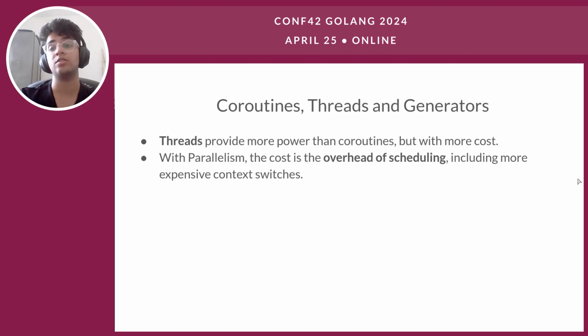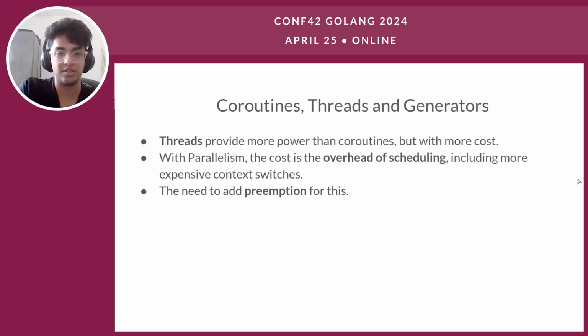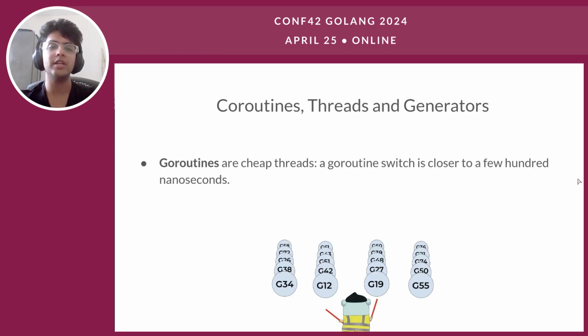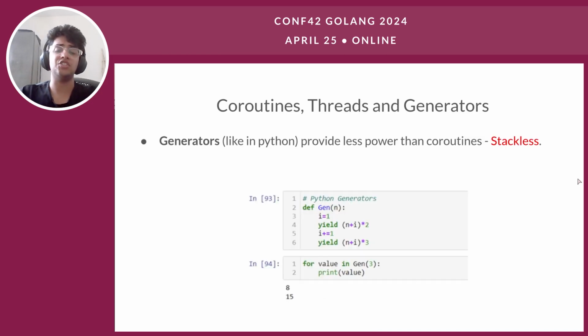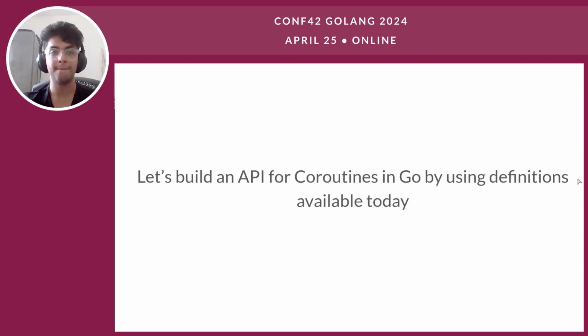So you have the cost of scheduling these tasks, and you have way more expensive context switches, and the fact that you need to add preemption for threads. Go routines are like threads, they're just cheaper, so they use less memory, and all the scheduling is taken care of by Go's own user space Go scheduler. So your Go routine switch is closer to a few hundred nanoseconds, which is way faster than a thread. Generators are like coroutines, but they're stackless. They're not full stacks, so you have the problem that we discussed. They can only transfer control between the topmost stack frames between two threads, for example.